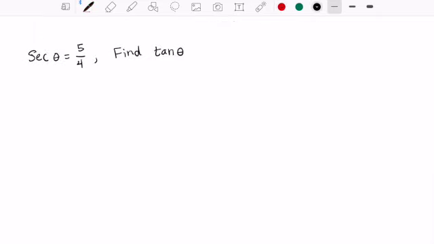This first problem says that secant theta equals 5 over 4. They want us to find tangent of theta. So what I'm going to do is draw any given triangle. It doesn't matter what it looks like as long as it's a right triangle. And I can place theta anywhere that I want. I can do this because, again, it's just a representative of any unknown angle.